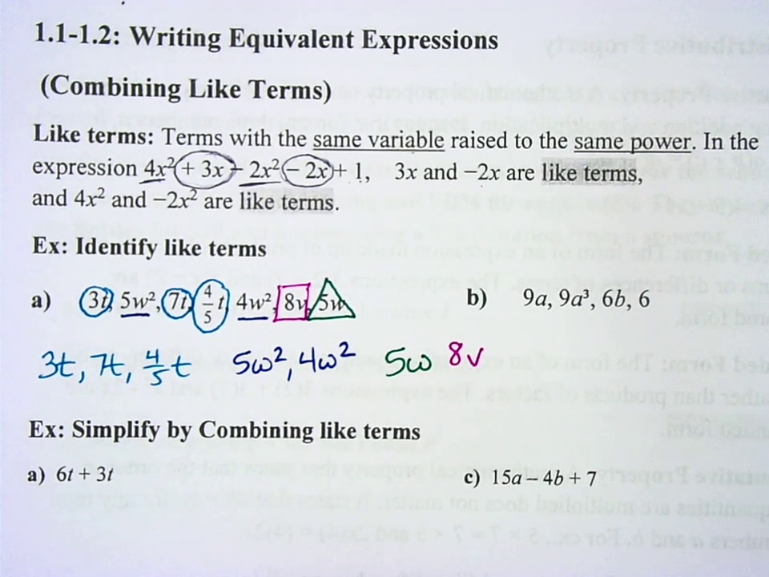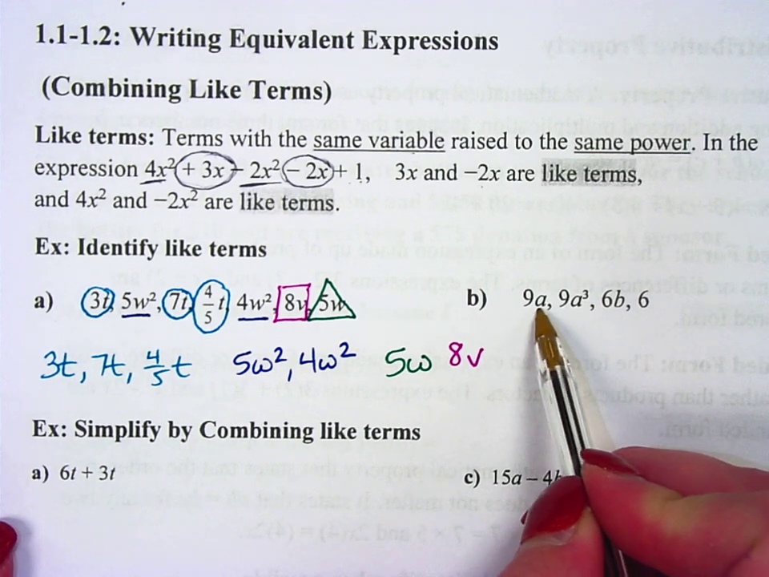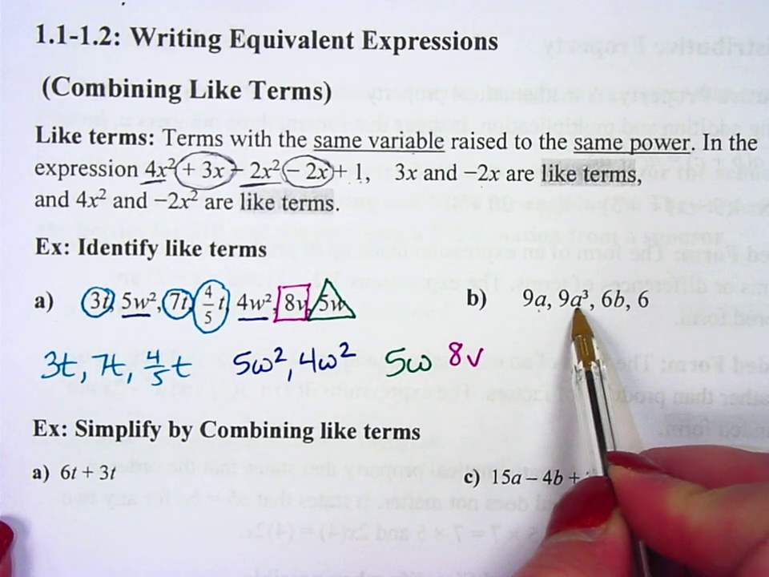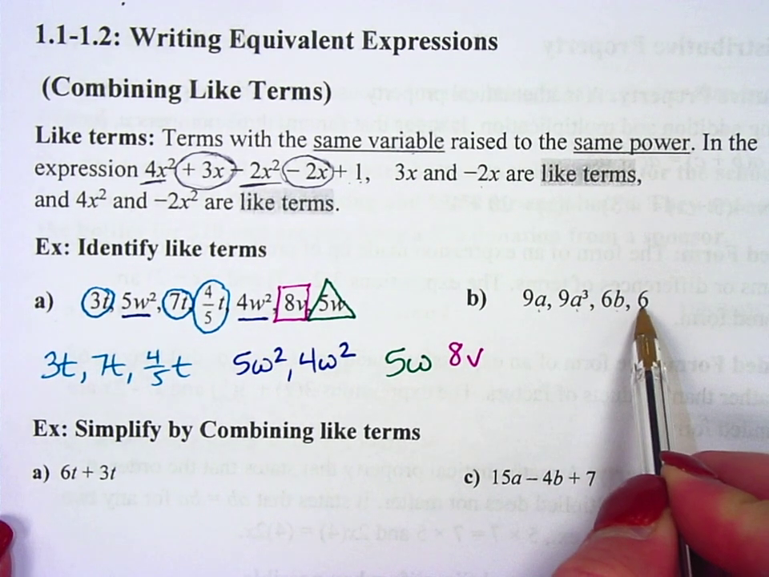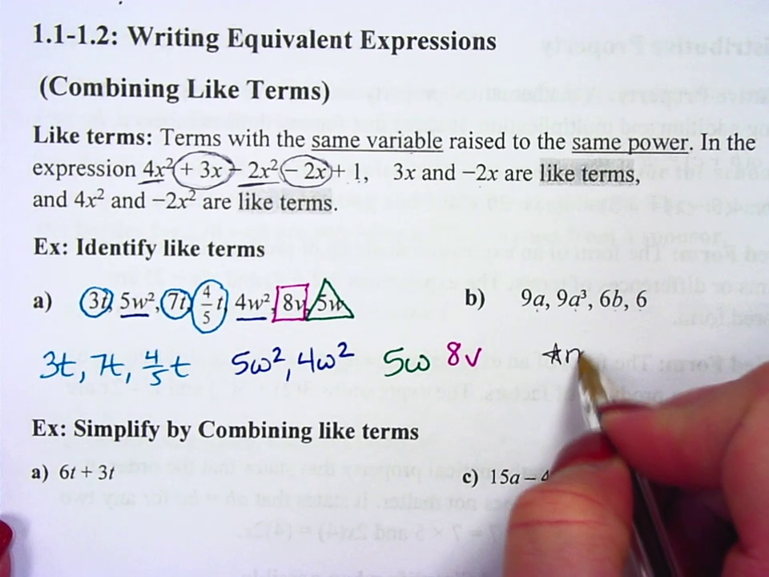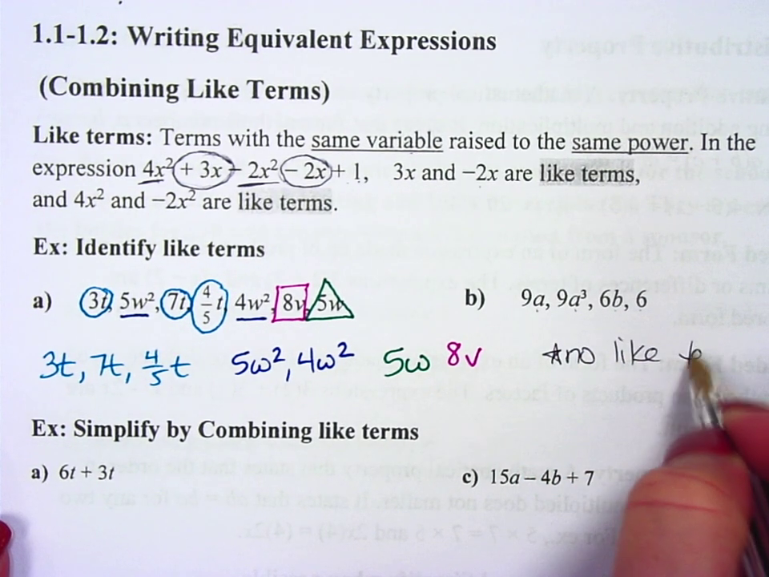B is actually a trick question. I cannot combine apples with apples to the third power with banana versus just a number. So there are actually no like terms in that example.